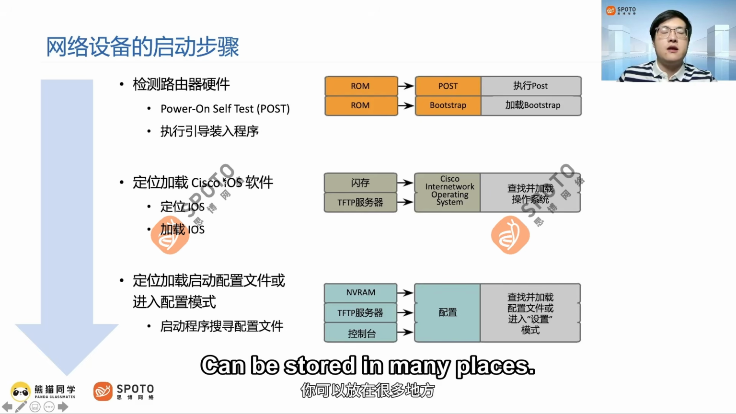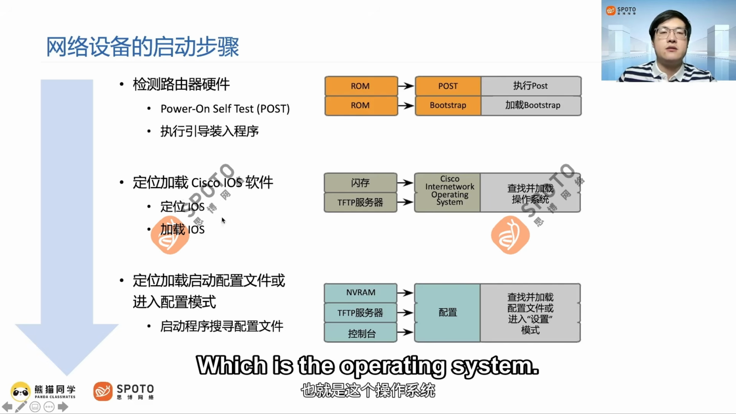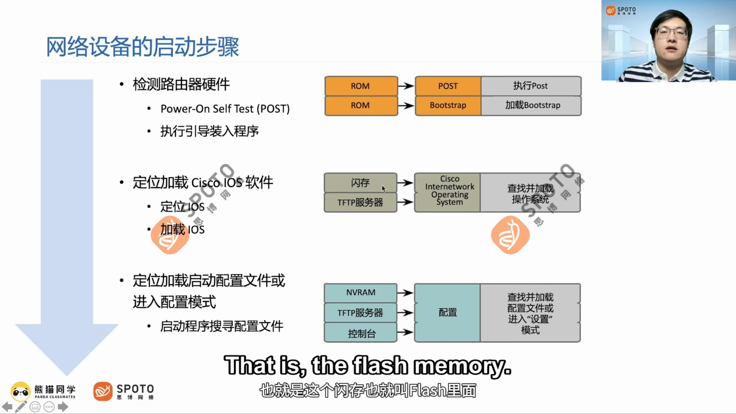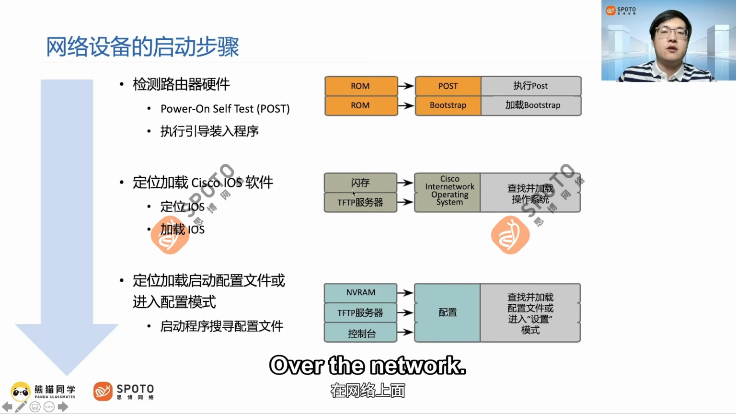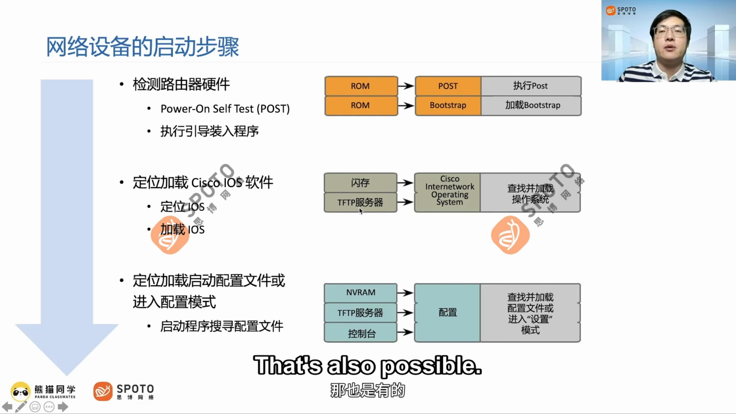Where can this operating system be stored? First, locate the IOS, which is the operating system. It might be in the internal storage, that is, called flash. Alternatively, it can be downloaded over the network via TFTP from a server. That's also possible.